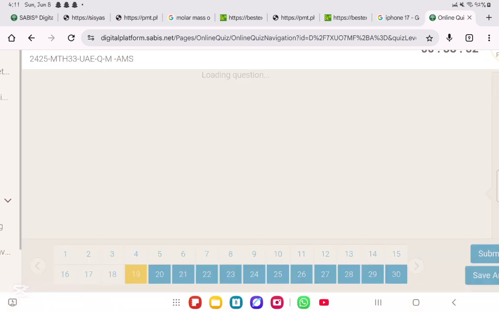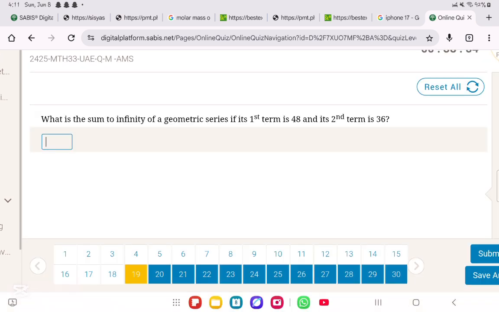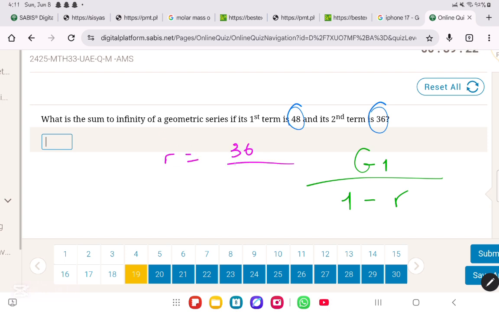We move on to the next question, which is question number 19. They said the sum to infinity of a geometric series if its first term is 48 and its second term is 36. How do we find the sum to infinity of a geometric series? Very simply, it's g1 divided by 1 minus the common ratio. So let's find the common ratio together. In this case, it's second term over first term, which is 36 over 48, which is 3 over 4. So now it's going to be g1, which is 48, over 1 minus the common ratio, which is 3 over 4.